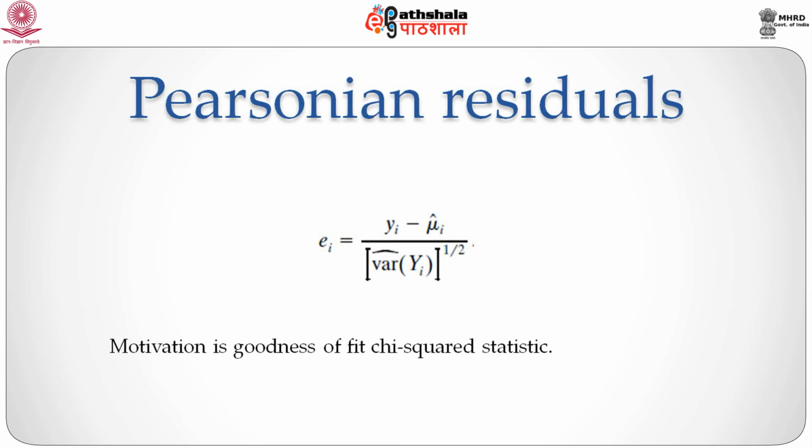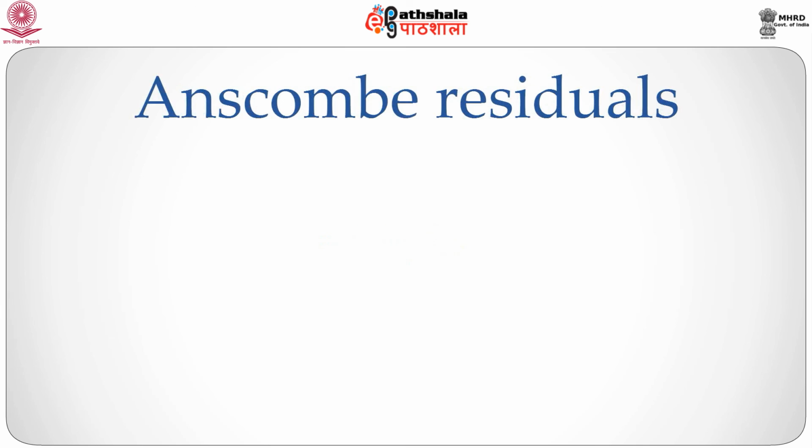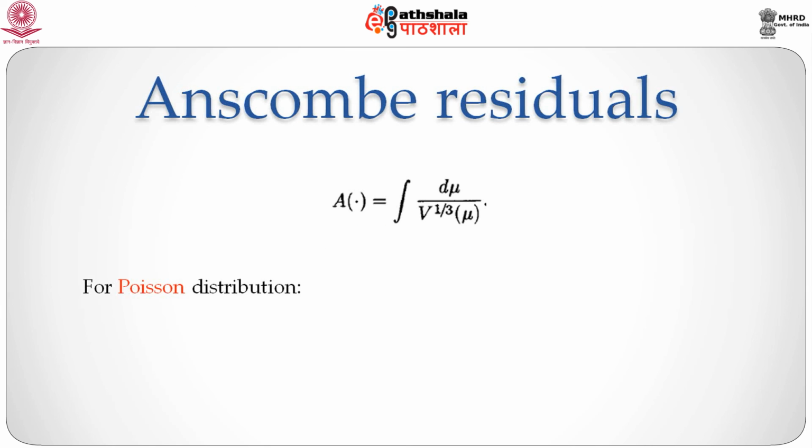and so we standardize them by the square root of the corresponding estimates of the variance, to get a residual which we are familiar with as the Pearsonian residual. The motivation for this is, of course, the chi-squared statistic, which is used for goodness of fit of a distribution. An alternative idea for residual comes from Anscombe.